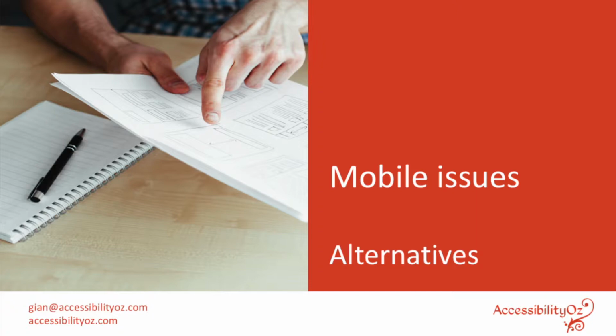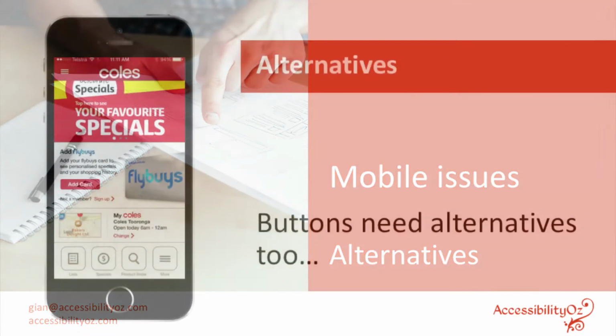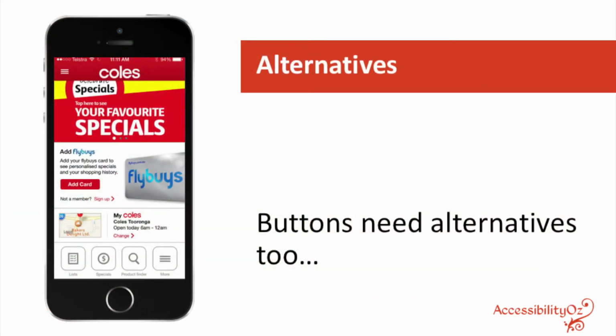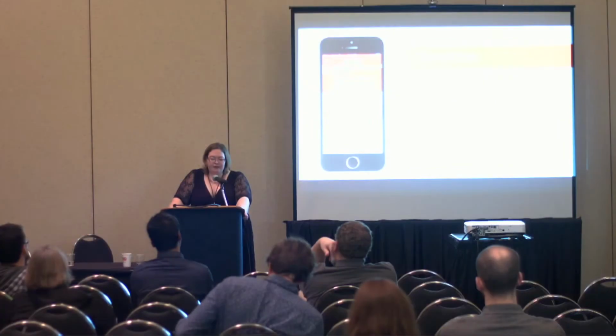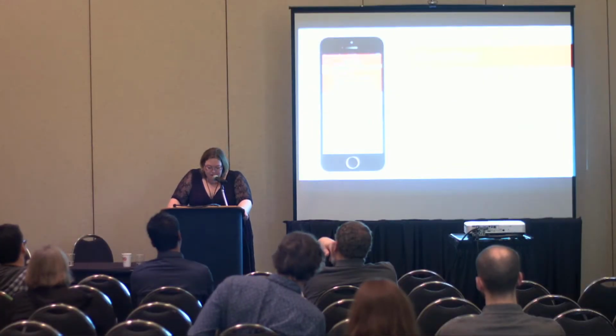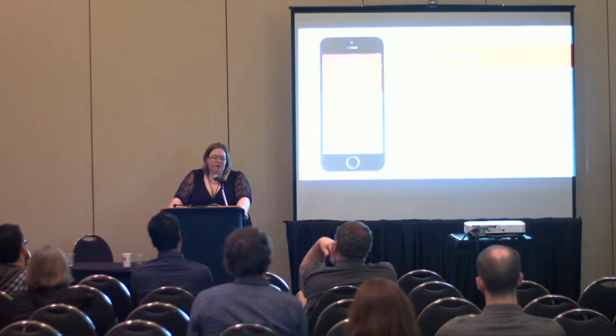Okay, so alternatives. It's really important that you provide alternatives to any non-text content. Most people know that you need alternatives to images, but you need alternatives to buttons as well. So this is the Coles mobile app, and there are 4 buttons at the bottom: Lists, Specials, Product Index and More. None of them have alternatives, and so they're read as button, button, button, button.